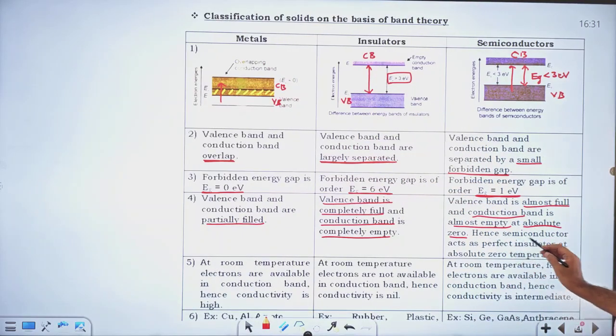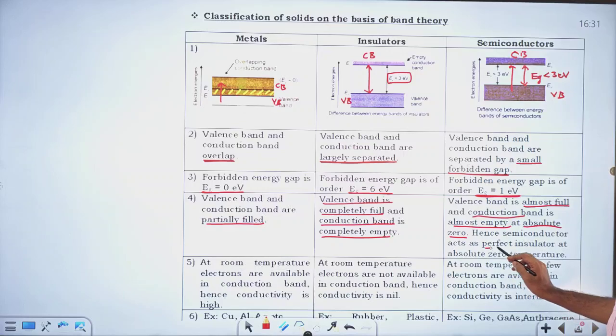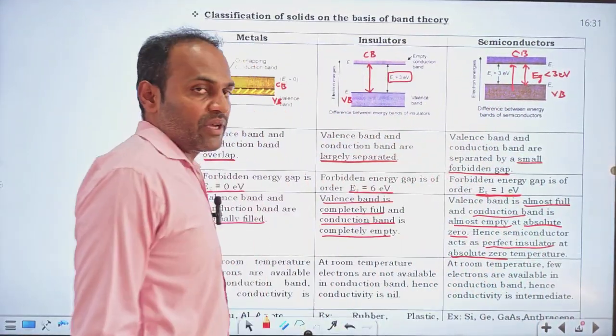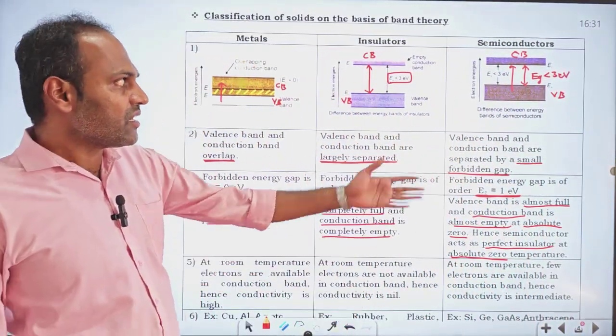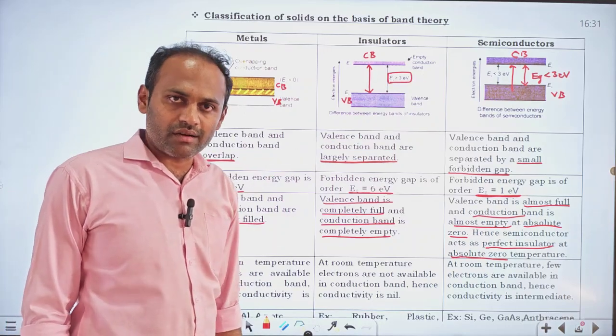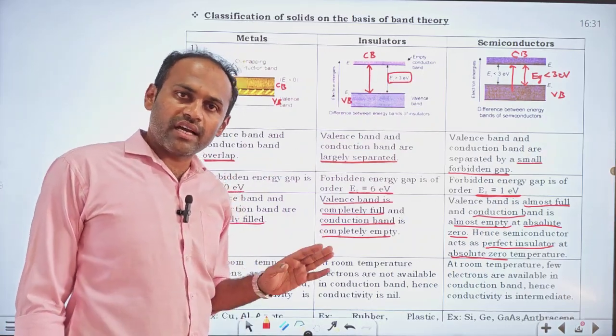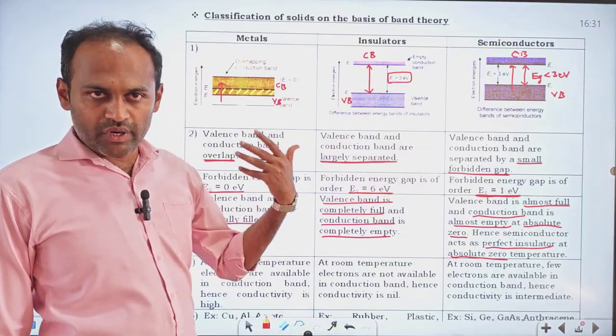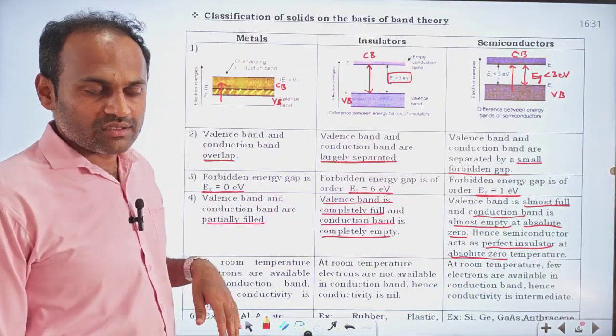So hence a semiconductor acts as a perfect insulator at absolute zero temperature. At absolute zero temperature, the semiconductor behaves like a perfect insulator. If you raise the temperature, then it starts behaving like a conductor. So at absolute zero it acts like an insulator. Above absolute zero, if you increase the temperature, it acts like metals, right?